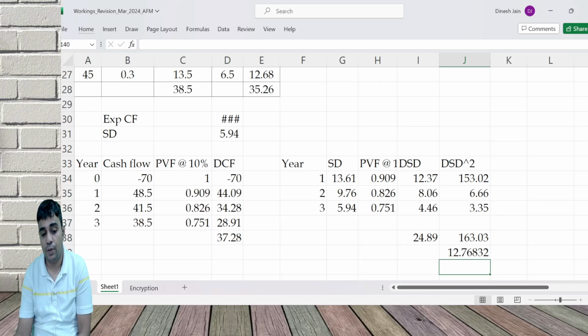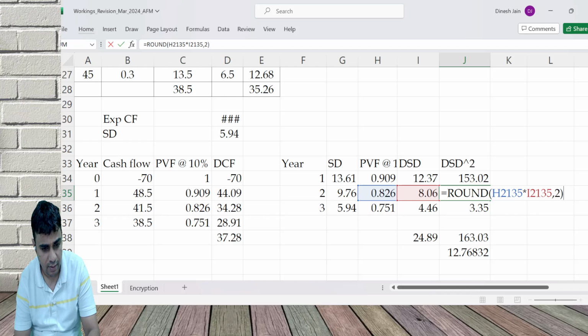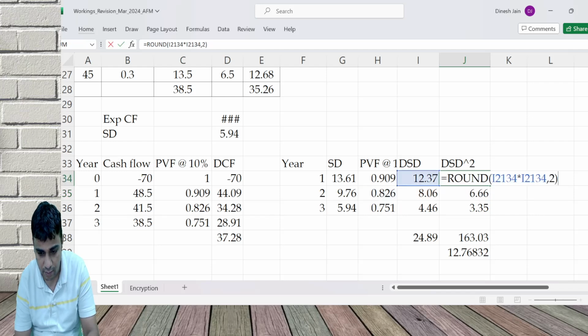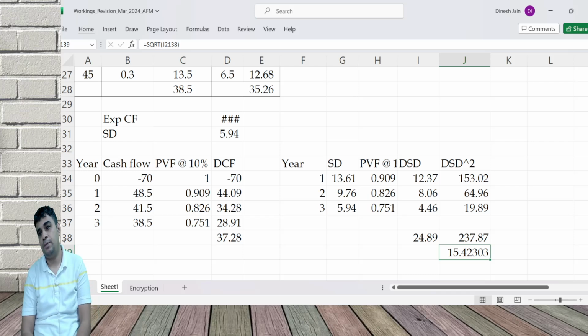Your NPV, sorry, standard deviation, two answers are there. What happened here? Oh, sorry. Figure 15.43.